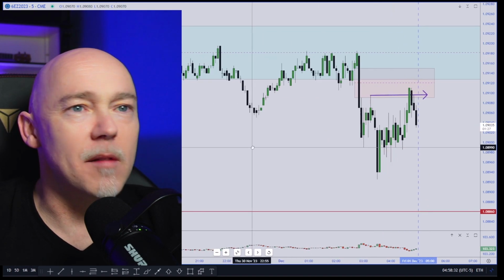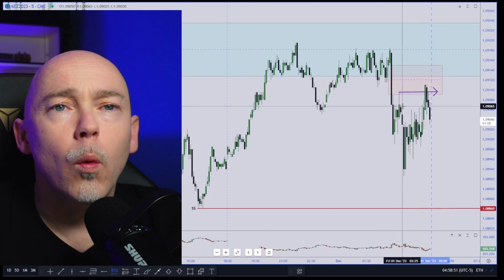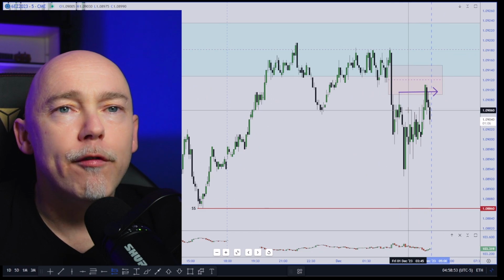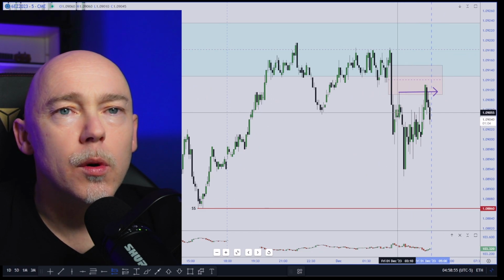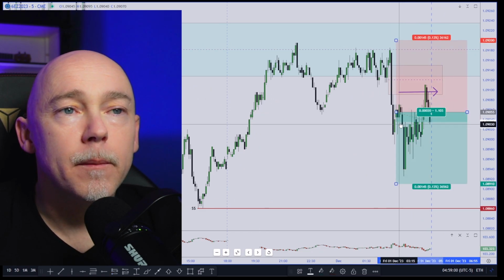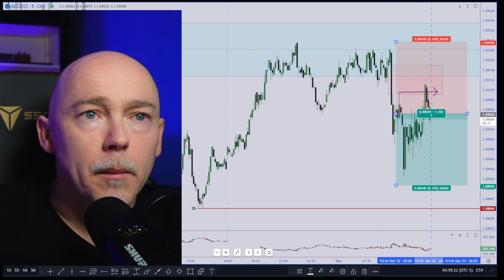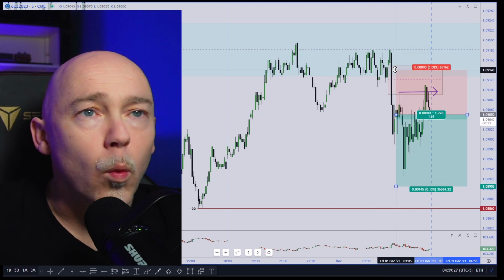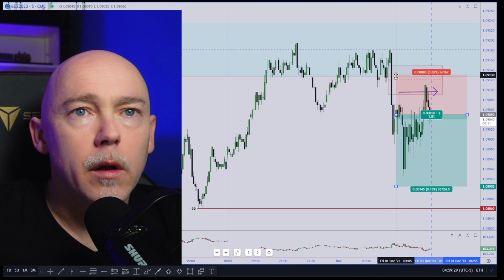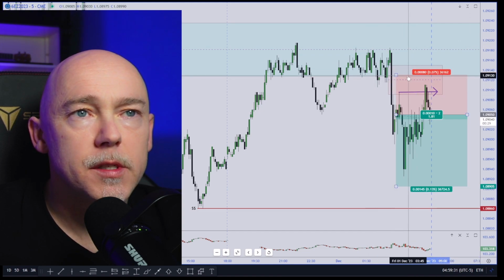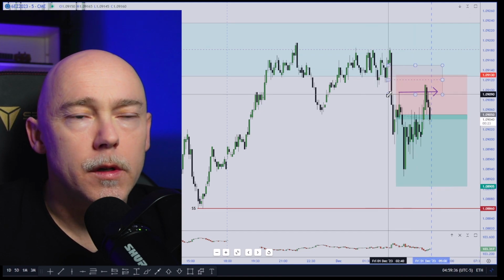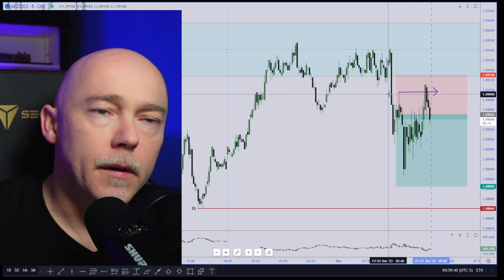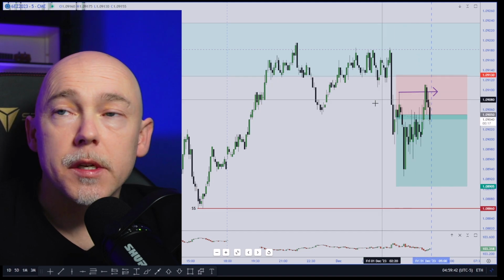Okay, so where am I in this trade? 1.9050 is here. Okay, I entered here. And my stop loss is 1.09130. So my stop loss is right here. So I'll just delete this 5-minute fair value gap. Okay, my stop loss is here above the market.